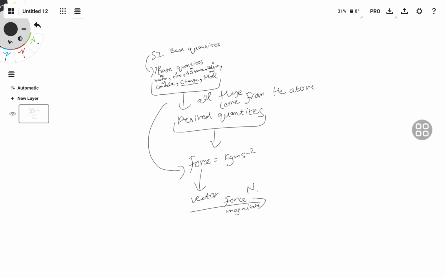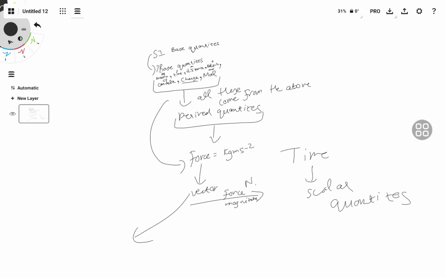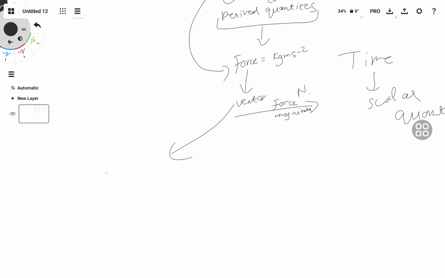Next we have vector, magnitude. Then we have something like time, which is a scalar quantity. Up to vectors we have things like vector, force, magnitude, and Newton.